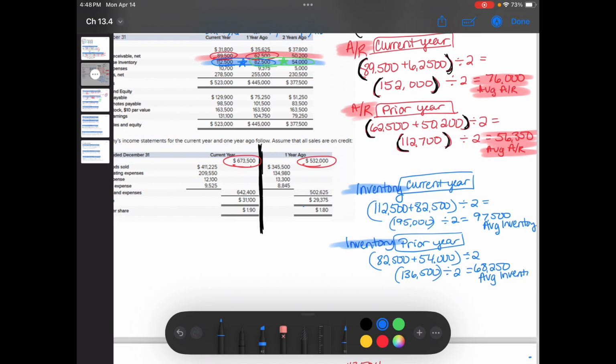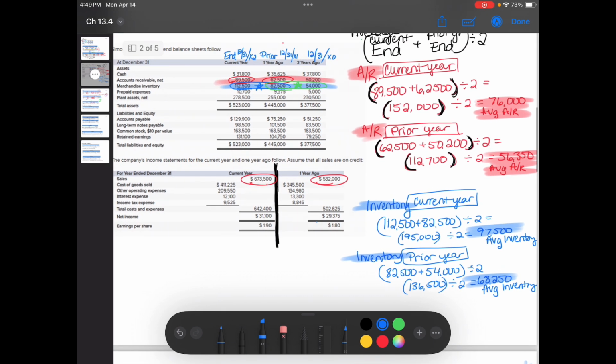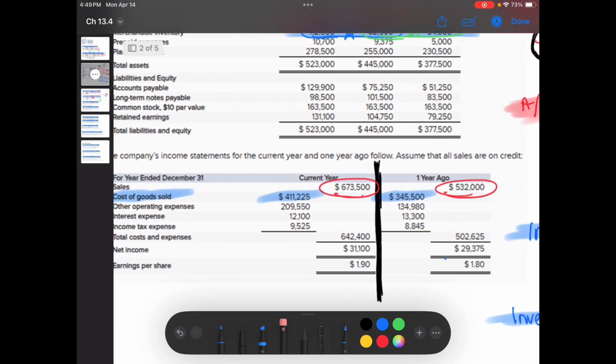So we're going to take these amounts, and sorry, I should have done this before I started the video. We're going to take those amounts down to our calculation. Of course, we also need, before we leave this page, cost of goods sold. We know where that is, right? That is on the income statement. So we need those two amounts that I just highlighted there.